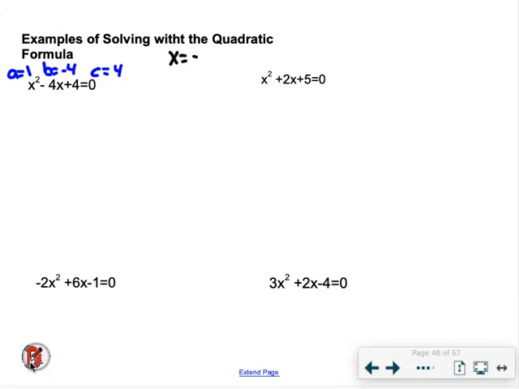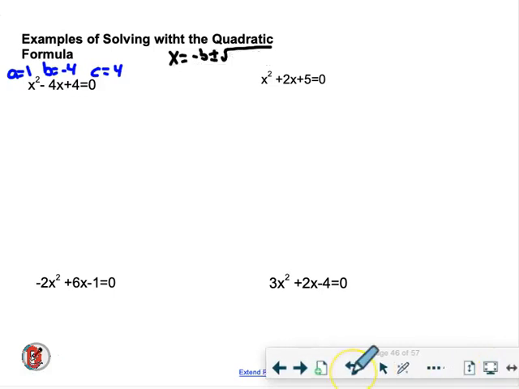X is equal to negative b plus or minus the square root of b squared minus 4ac, all over 2a. Okay, all right, let's plug things in for this left-hand one into this formula.